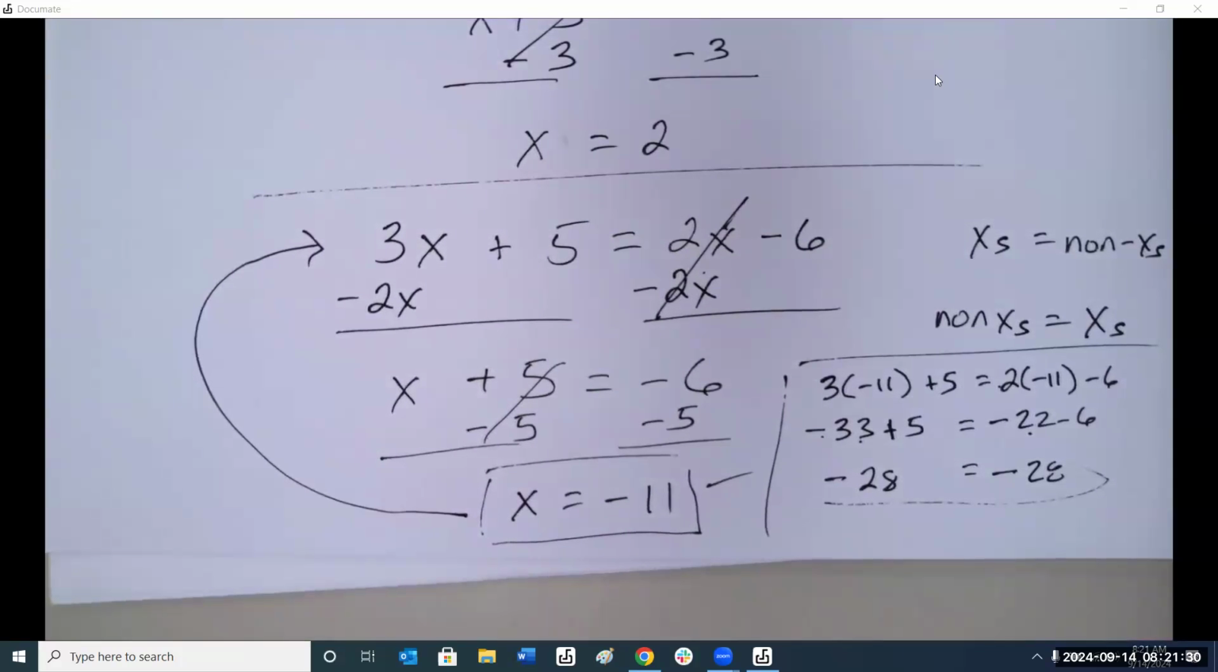Try to get used to checking your answers. It's going to be extra work, but again, it'll save you work in the long run. You don't have to do it over.